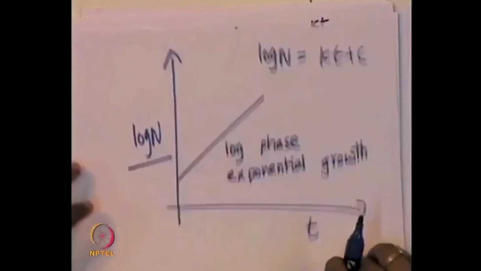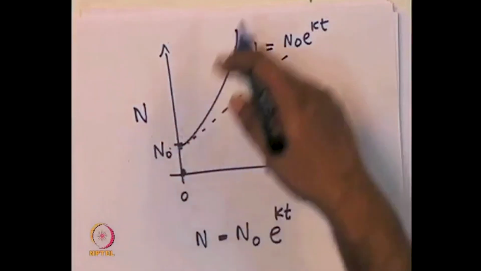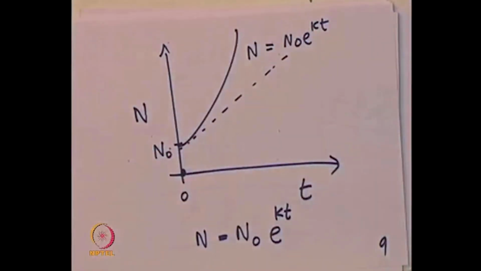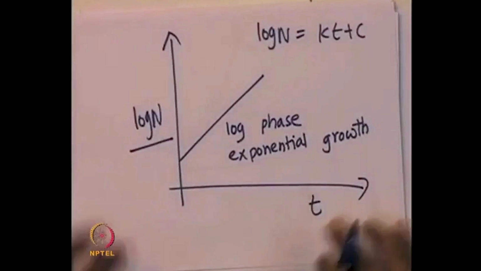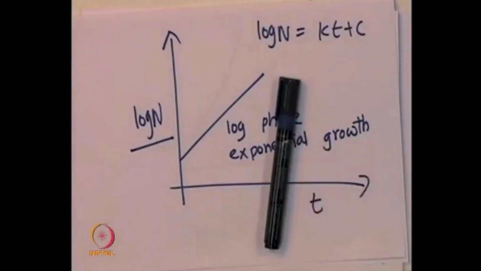If you plot, on the other hand, n versus t, it will look like an exponential graph. So, it depends on what you draw. People sometimes call it the exponential phase, sometimes the log phase. Essentially it is the same thing. So, the differential equation that we described, dn by dt is equal to kn, describes the log phase or the exponential phase of growth.